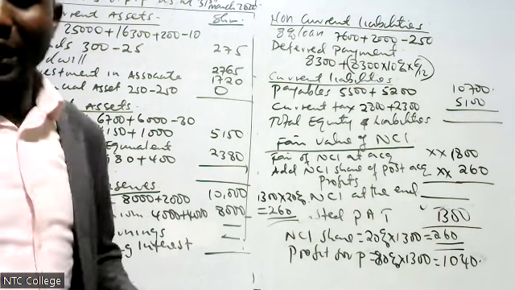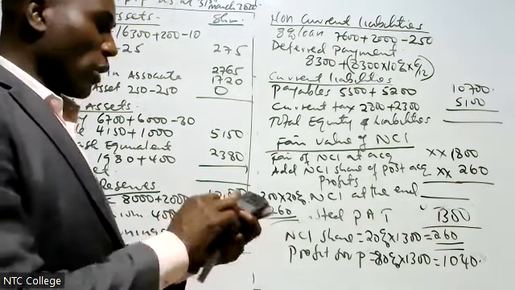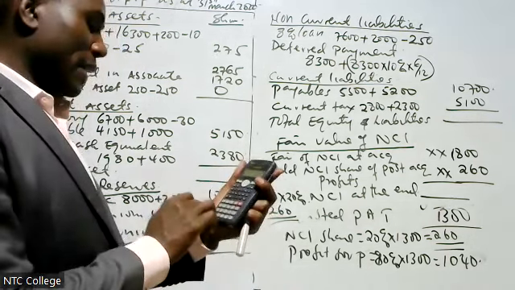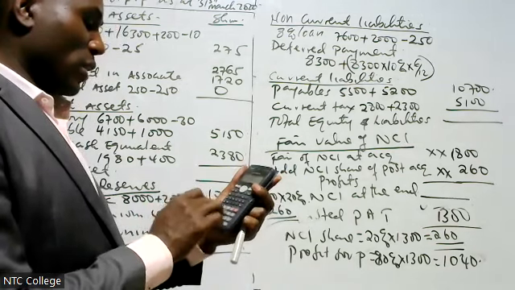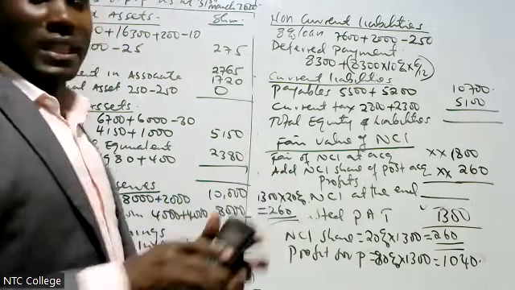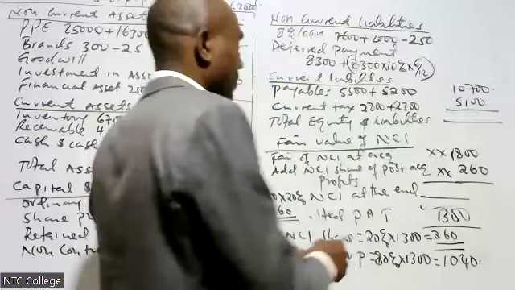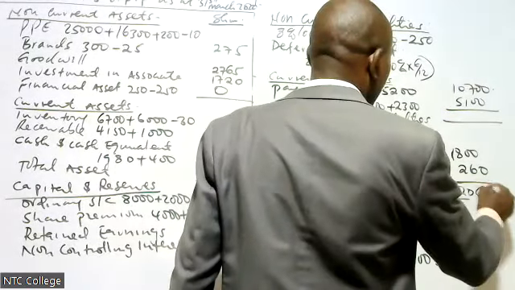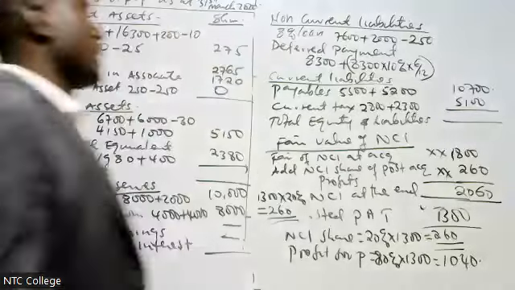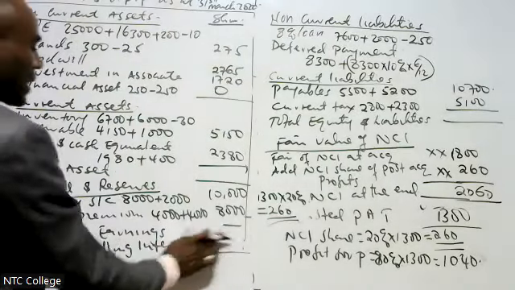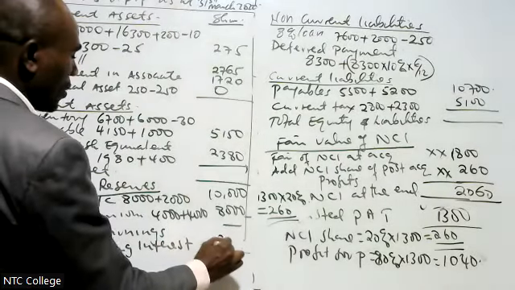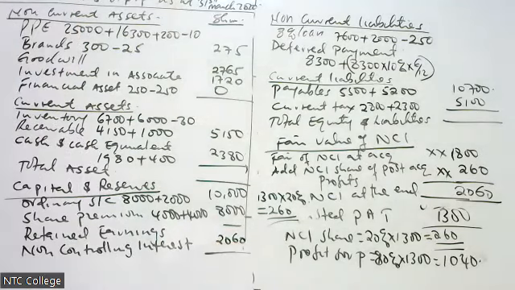How much is our NCI to be consolidated? 1,800 plus 260. I'm getting 2,060. That is my NCI at the end. I just come here and put NCI 2,060 like that.